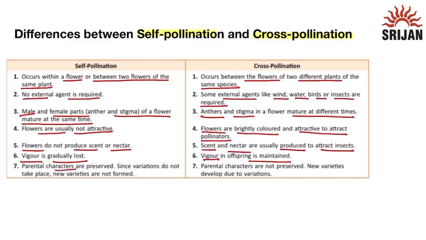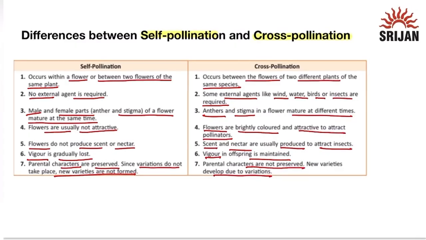Seventh is that parental characters are preserved since variation does not take place, and new varieties are not formed. Since it takes place on the same plant, the genetic variations do not occur, and in this case the varieties will not be formed. But in case of cross-pollination, parental characters are not preserved and new varieties will develop due to variations, which is important as both the genetic materials are different, from the different plants, which will lead to variation.